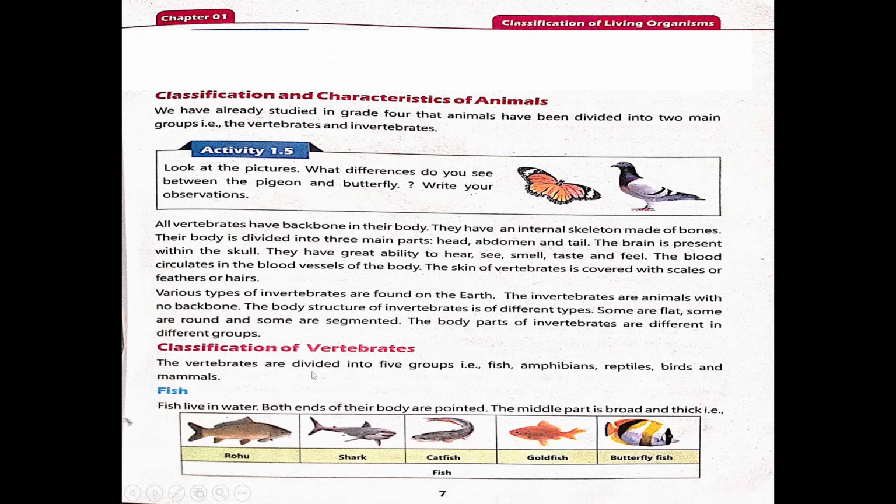Classification of vertebrates. The vertebrates are divided into 5 groups, for example, fish, amphibians, reptiles, birds, and mammals. Fish. Fish live in water. Both ends of their body are pointed. The middle part is broad and thick. Rohu, shark, catfish, goldfish, and butterfly fish are examples of fish.